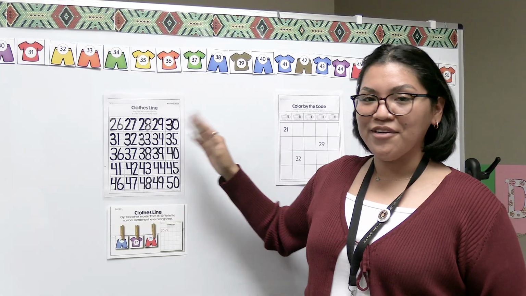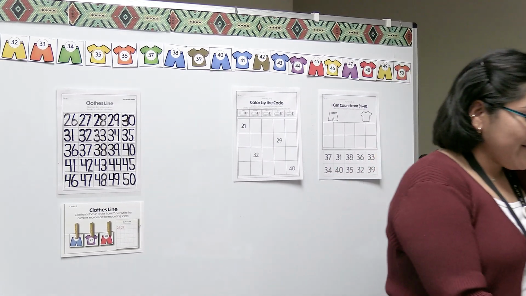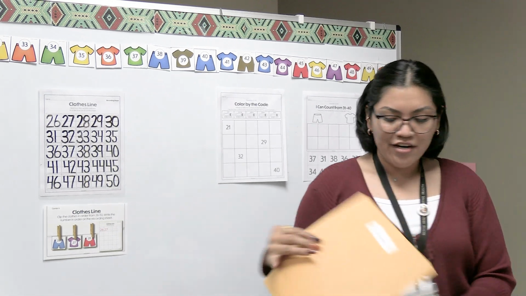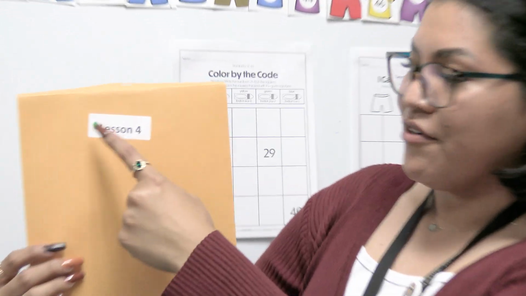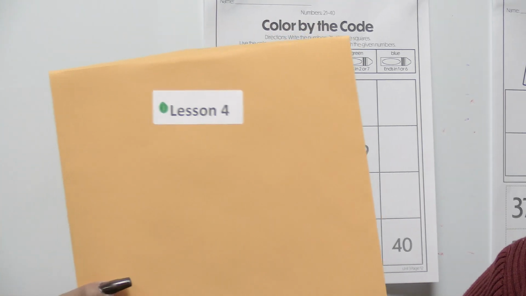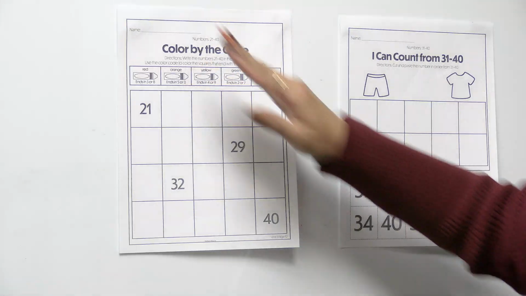Okay, so just remember, you can always take this out and do it at home for extra practice. Now that we're done with our center, let's look at our lesson 4 folder with our green dot, and see what worksheets we have today. Get out your worksheets. Miss Olivia has hers on the board.